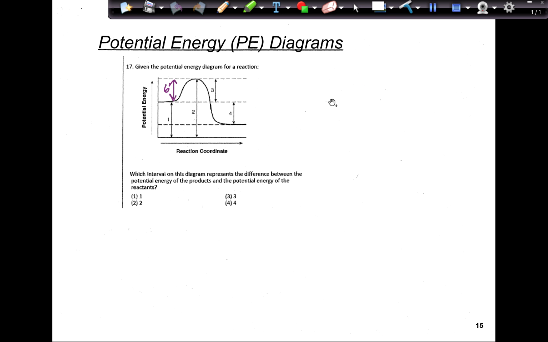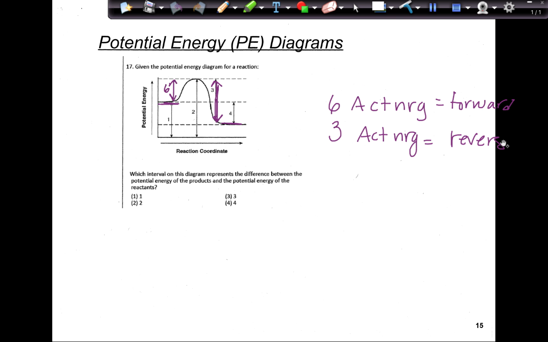However, if I make this a 6 here, 6 and 3 are both activation energies. They're activation energies because they go from a part of the graph up to, oops, I'm sorry, not 3. Let's make 3. 6 and 3 are actually the same line. Let's make 3 go all the way to here. 6 and 3 now are activation energies because they go from above the graph to the top. 6 is the activation energy for the forward, and 3 is the activation energy for the reverse.